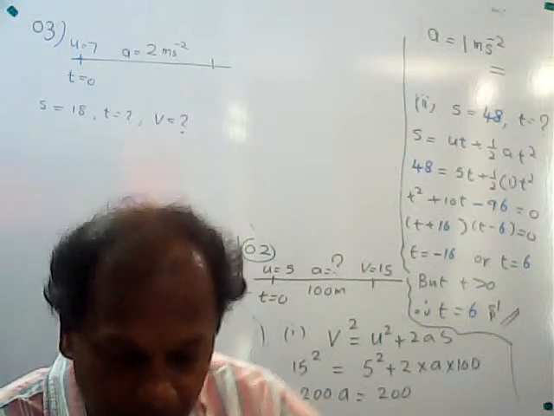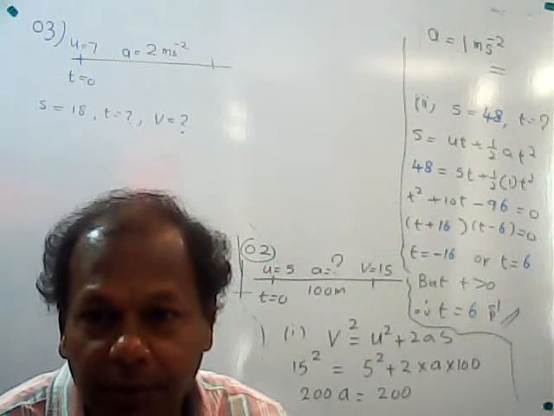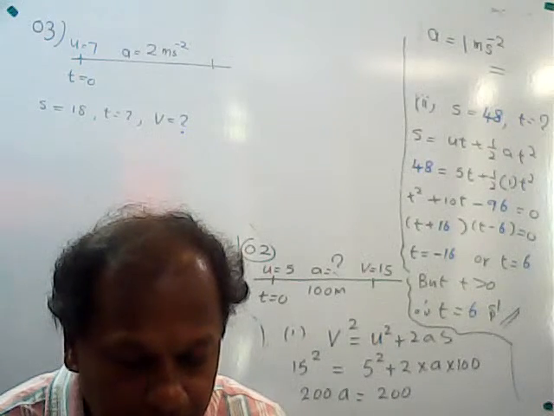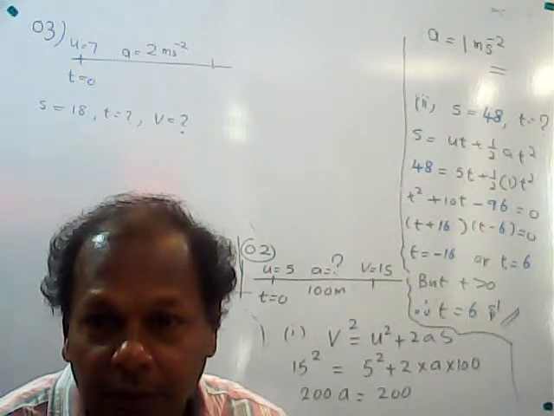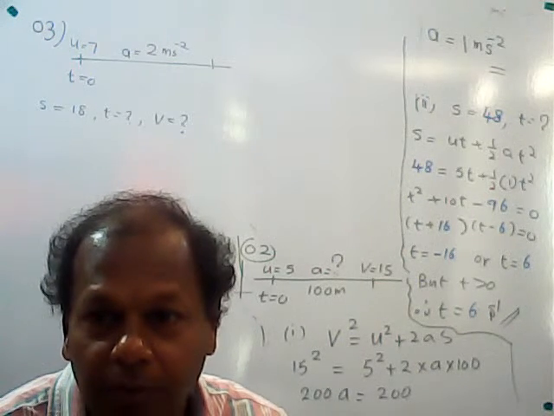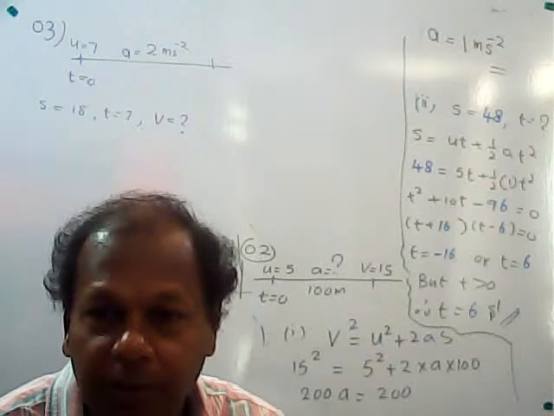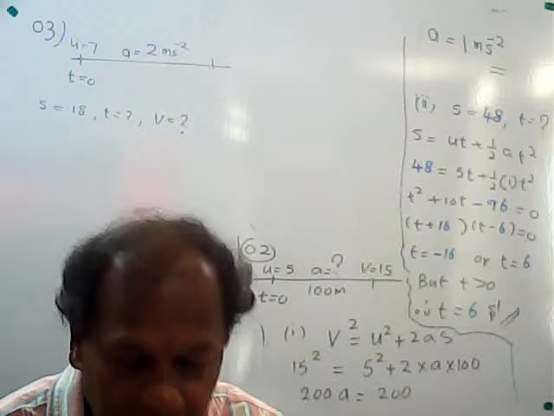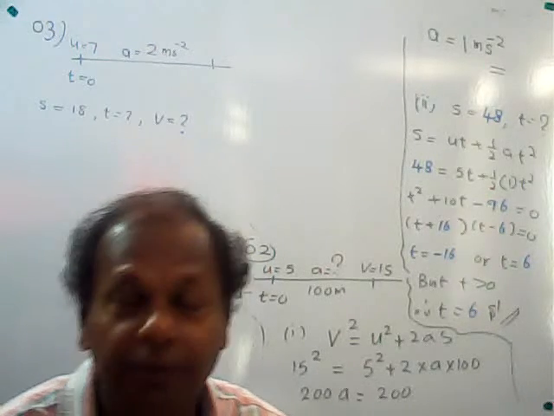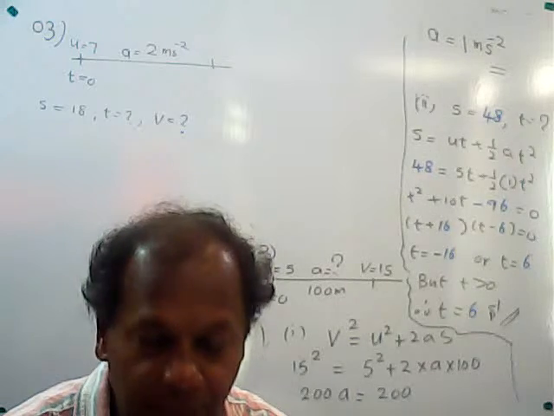No, no, no. First part, 100 meters, you just keep it. I have changed it in the second part, right? To 48 meters. No, my dear. In the first part, you are given 100 meters a distance, right? And you got acceleration equals 1. I have changed only the second part, 100 meters to 48 meters.